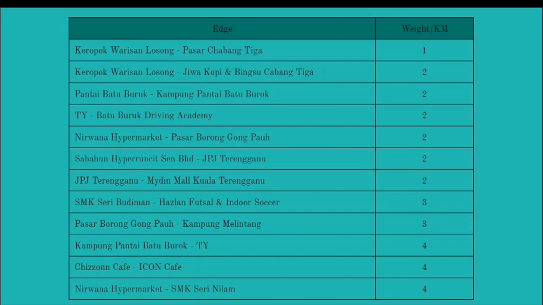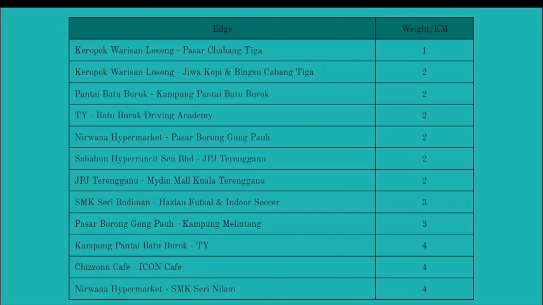From Nirwana Hypermarket to Pasar Borong Gong Pau. From Sabahun Hypermarket Sendirian Berhad to JPJ Terengganu. From JPJ Terengganu to Aidin Mall Kuala Terengganu. And the next least weight is 3, which is from SMK Seri Budiman to Haslan Futsal and Indoor Soccer. And then Pasar Borong Gong Pau to Kampung Malintang.